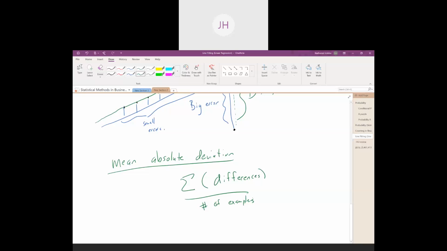Is this fair? Again, without the math, this crazy looking thing on the left just means the sum. Yeah. So I'm taking all of the differences and adding them together, and then I divide by the number of examples that I have to come out with the average difference.